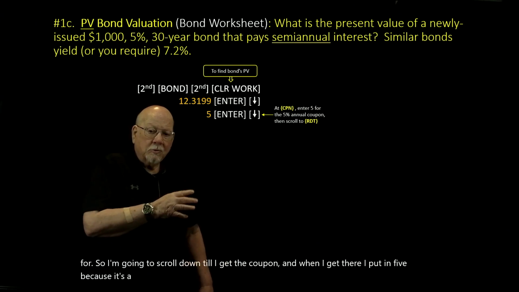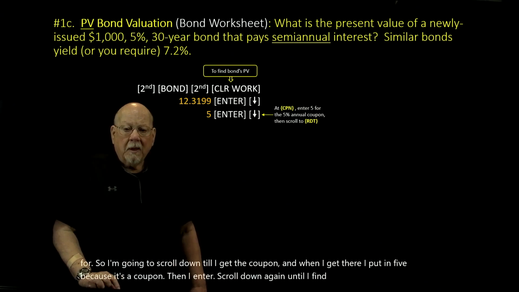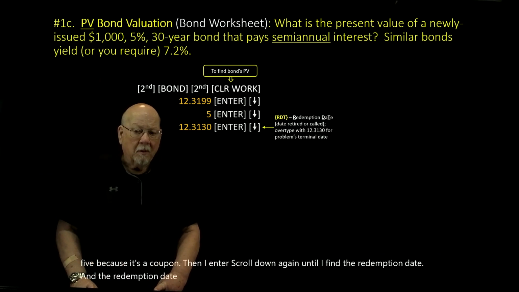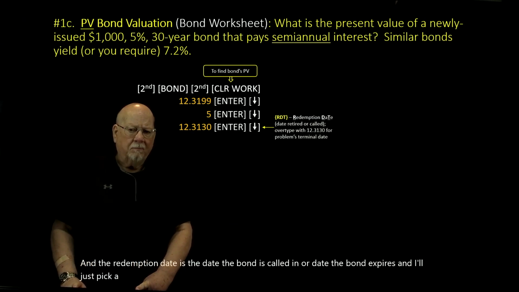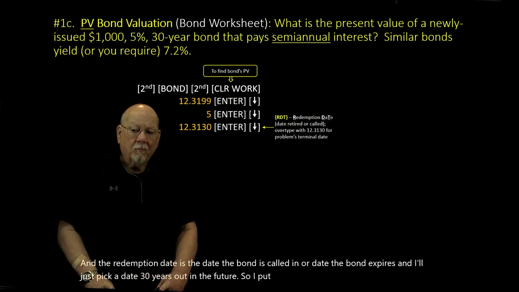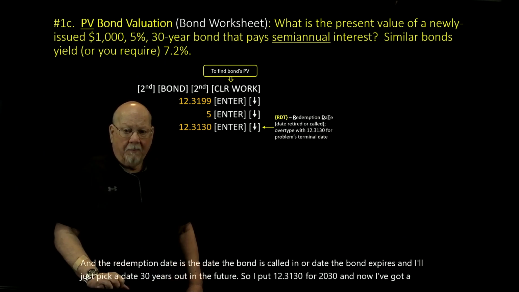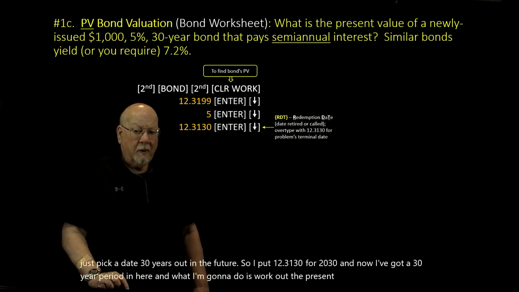Then I enter, scroll down again until I find the redemption date. And the redemption date is the date the bond is called in, or the date the bond expires. And I'll just pick a date 30 years out in the future. So I put 12/31/30 for 2030. And now I've got a 30-year period in here. And what I'm going to do is work out the present value of the bond between those two dates.